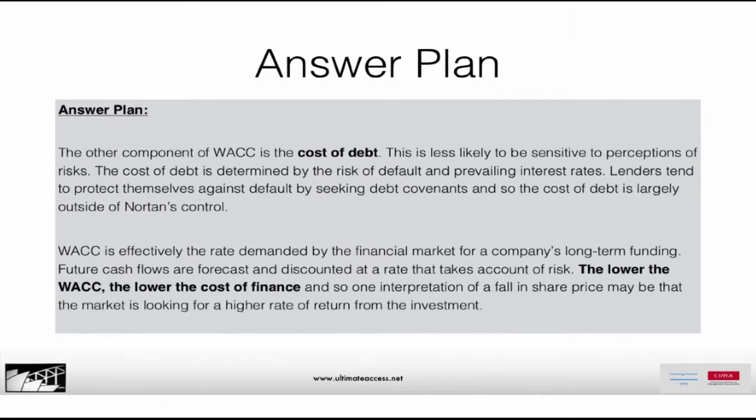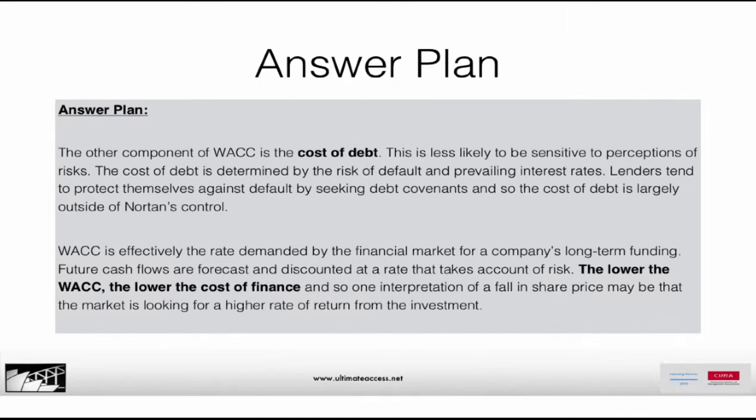The other component of WACC is the cost of debt. This is less likely to be sensitive to perceptions of risk because the cost of debt is set. Normally, lenders would have protection and they would protect themselves by having a contract with the company to tell the company that you will pay this money back with so much of interest. The only risk here is that we default and we don't pay on time or pay the loan back. The lenders are also protected. They have covenants against the company. The loans are covered by assets of the company.